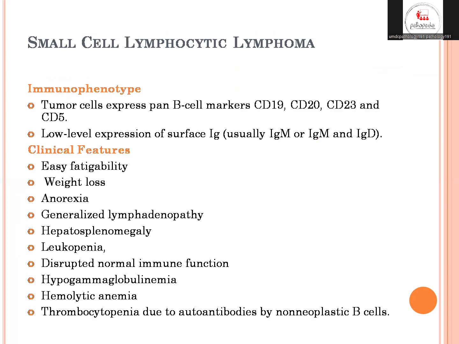On IHC, they express pan B cell markers like CD19, CD20, CD23, and CD5, and a low level of expression of surface immunoglobulins like IgM, IgM, and IgD. Clinically, they appear with fatigability, weight loss, anorexia, generalized lymphadenopathy with hepatosplenomegaly, leukopenia, disrupted normal immune function, hypogammaglobulinemia, hemolytic anemias, and thrombocytopenia due to autoantibodies produced by non-neoplastic cells.